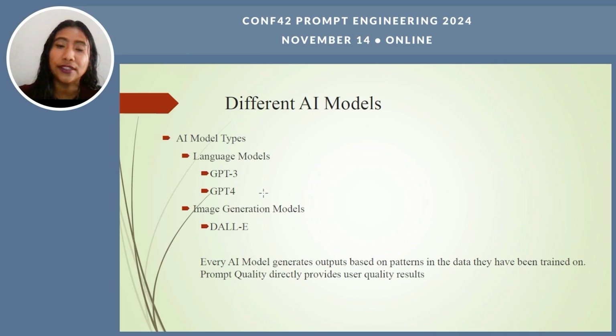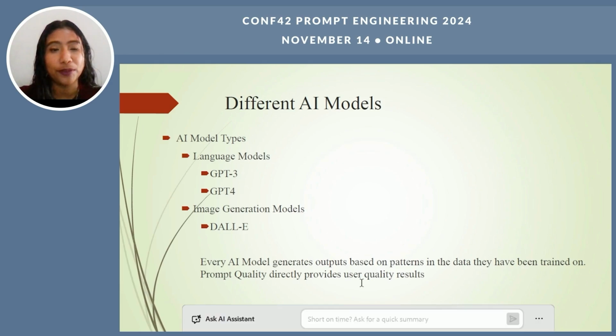So how do we use these AI models effectively? We need to know about prompting, through which we get the response from the AI models. Every AI model generates outputs based on patterns in the data they have been trained on. Prompt quality directly determines the quality of the output the user gets.